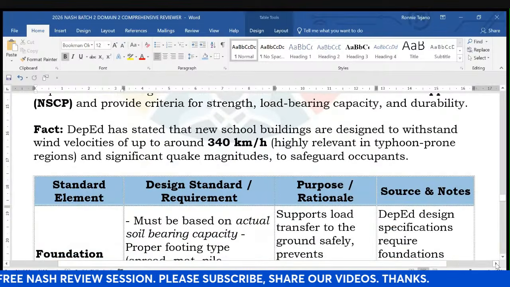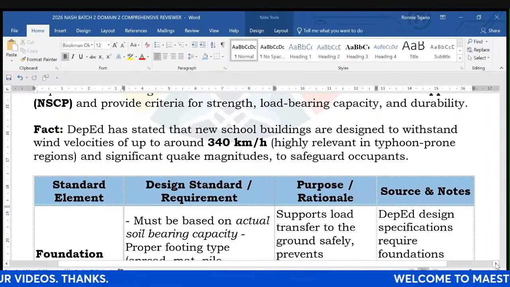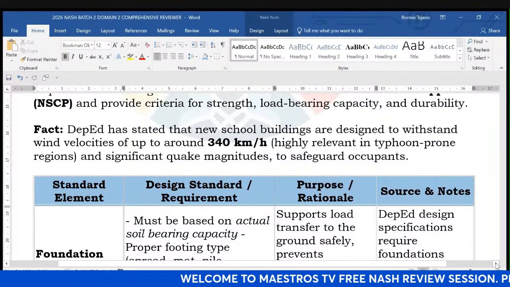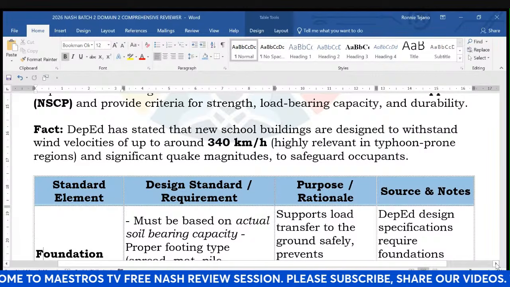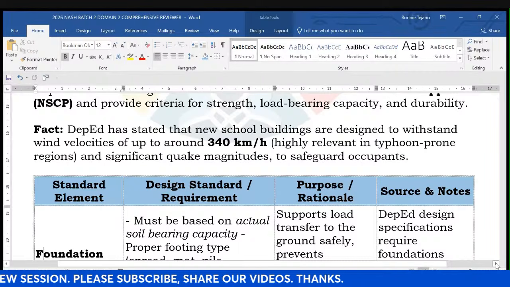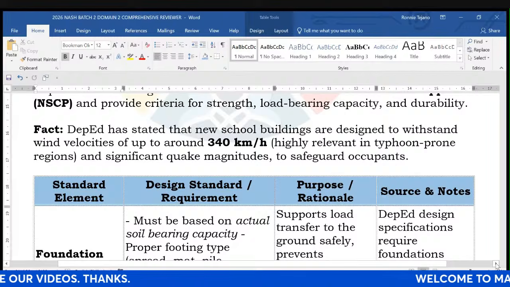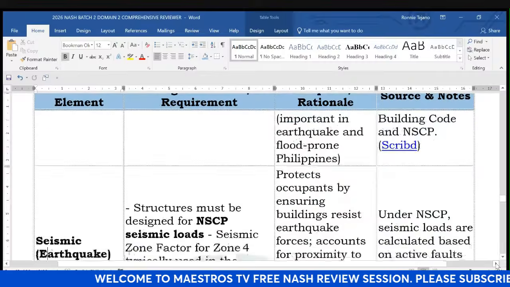Tama ba kanina yung wind speed ng the building should withstand the wind velocity at around 340 kilometers per hour. That is the highly relevant. Parang mali yung answer ko, no? 250 ata sinabi doon. Oo. That should be the specific velocity kaya niyang hindi mawakwak, no? Highly relevant typhoon-prone regions and the significant quake magnitudes. Let's change the answer key. Saan naman niya kinuha ng answer key na yun?